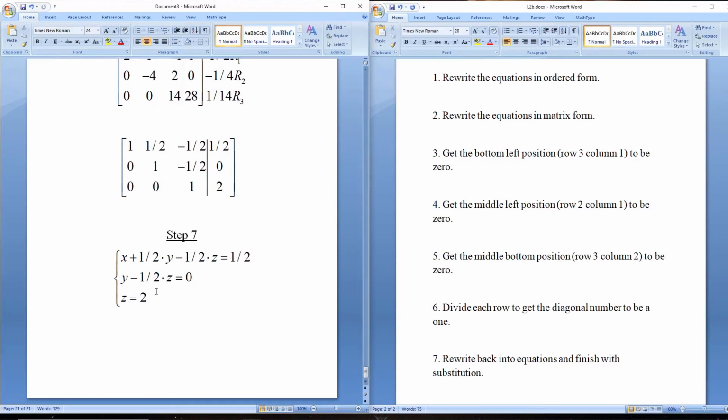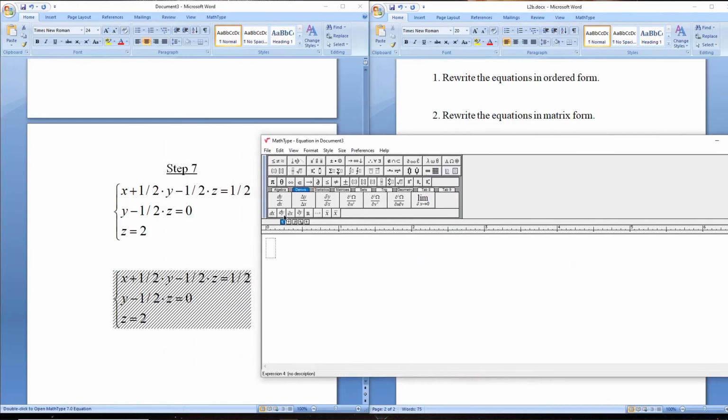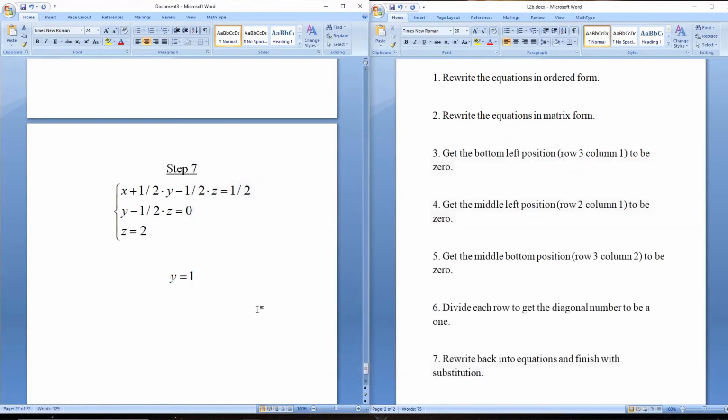And now that we have step 7, we can see z equals 2. And so we can use z equals 2 and plug it into the second equation to get what y is going to be. So let's do that. The second equation says y minus a half times z, which we just figured out z is 2, and all this has to equal 0. So 2 times a half is 1, and then adding 1 to both sides means y equals 1. So we have z equals 2 and y equals 1.